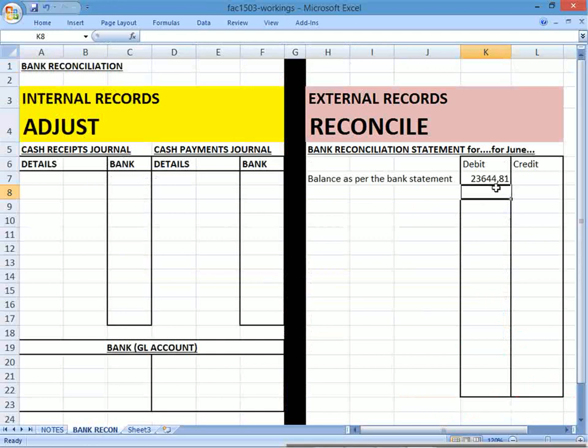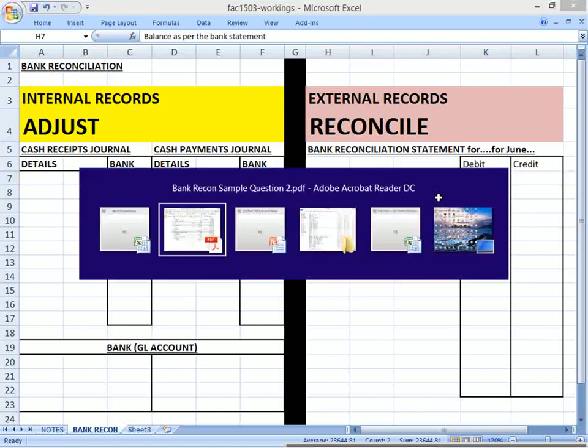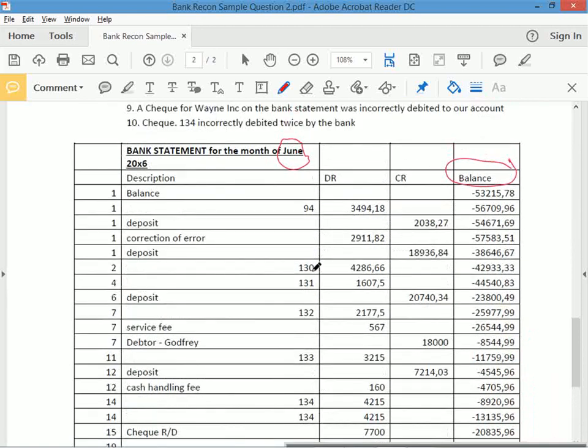23,644.81. Perfect. That's the balance as per the bank statement. Why? I'm reconciling the bank statement balance to what I know in my books. Okay. Now we need to go down the list. The balance from last month is not important because you would have done the recon last month.